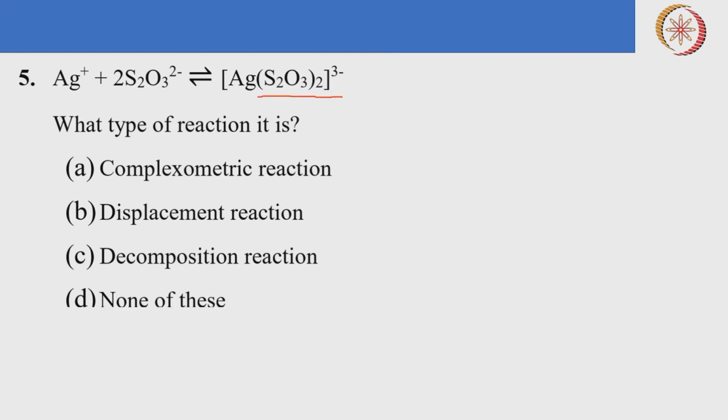Silver Ag plus 2 S2O3 2 minus is forming AgS2O3 complex. What type of reaction is it? Complexometric reaction, displacement reaction, decomposition reaction, or none of these?